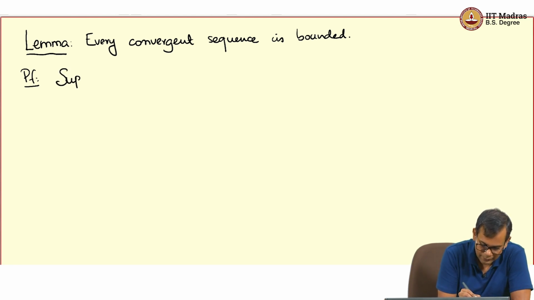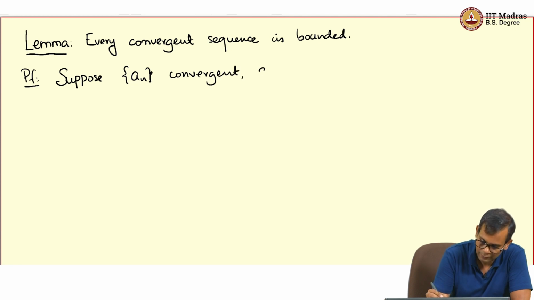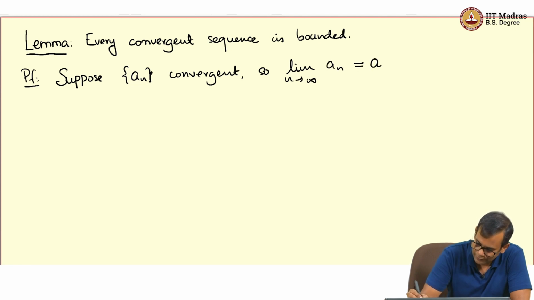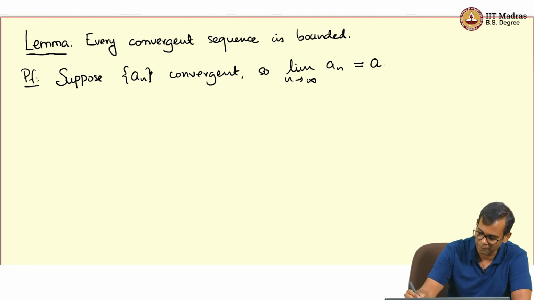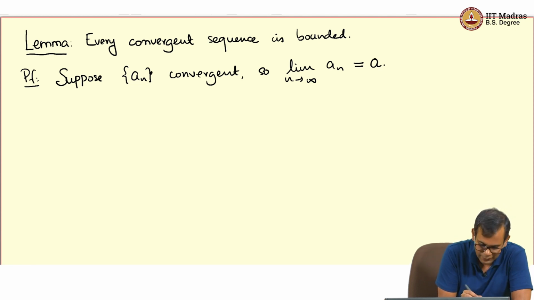Suppose a_n is convergent, so that means that we have a limit. The limit as n tends to infinity of a_n exists. Let's call that limit a. Now I can take any epsilon. When you don't know what to take, you just take your favorite number. In this case right now my favorite number is 1. So take epsilon equal to 1.